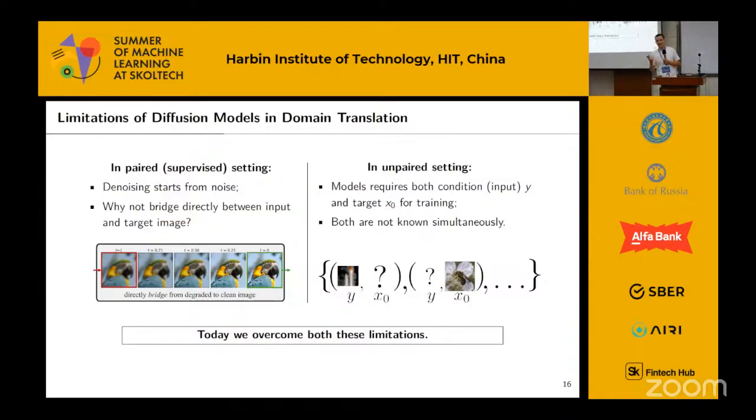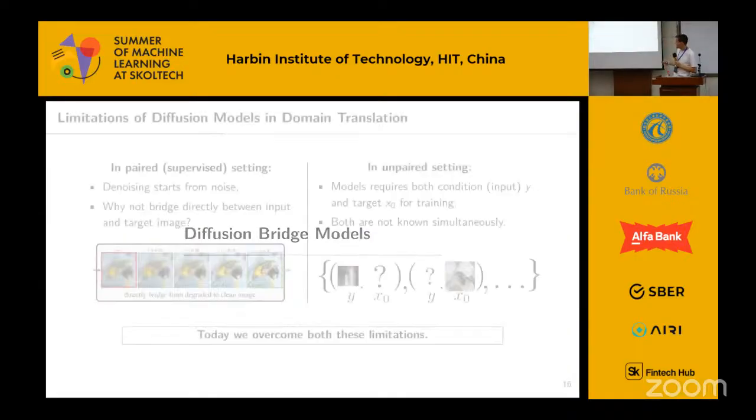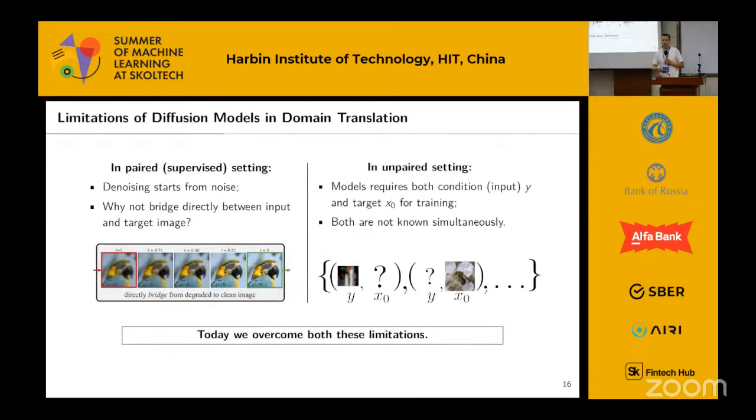Why? Because to train a conditional diffusion model, we obviously need pairs of data, since in our loss function we have two inputs: the condition and the target. In the unpaired setting, we have either input samples or target samples, so we do not have pairs. Conditional diffusion models are not straightforwardly applicable here. There are some ways, with many tricks and heuristics, to apply them here, but there are much more reasonable approaches which we are going to discuss today, and they are called diffusion bridges.